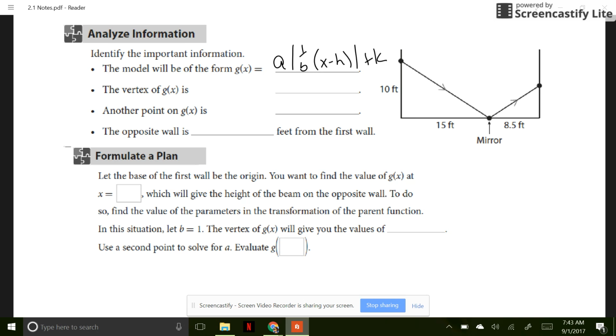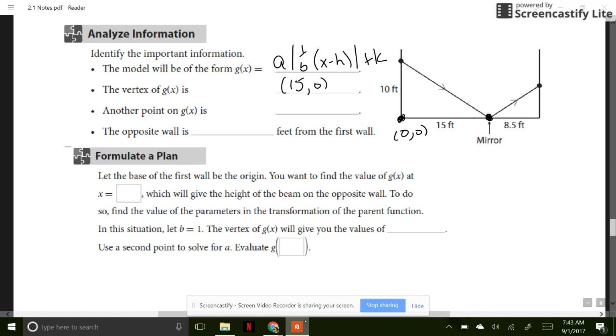Important thing to recognize is the vertex. So the vertex, the bottom of our point here, is going to be at (15, 0), because our origin is right here, (0, 0). The vertex, our pointy part where our function comes to its point, is at (15, 0).